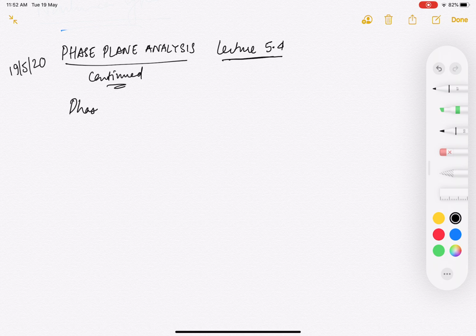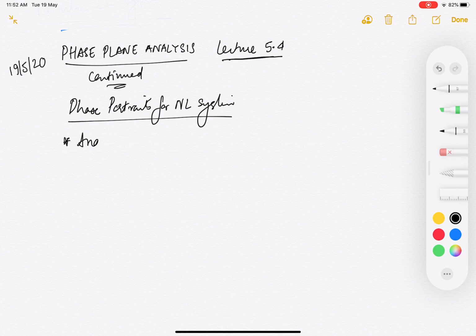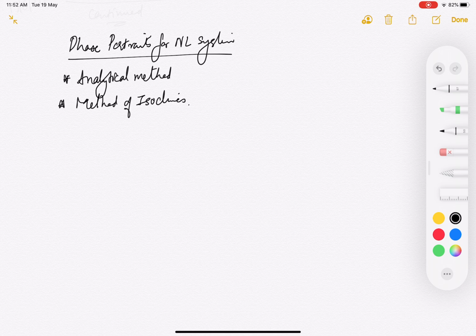So phase portraits for nonlinear systems, right? So there are two broad categories. One is the analytical method, and the other is the method of isoclines, which is a purely graphical method, right? The analytical method is of two types. One is what we saw on the last turn.